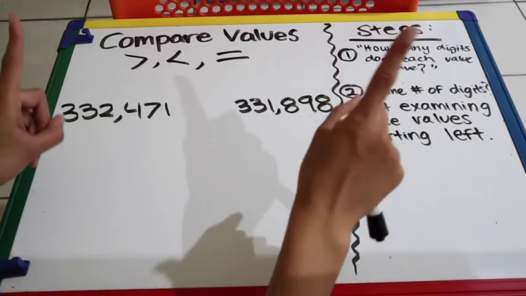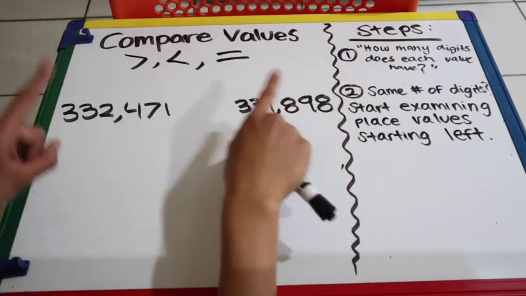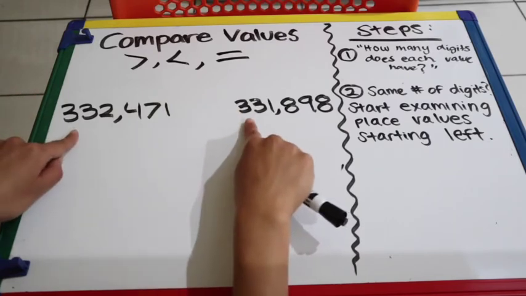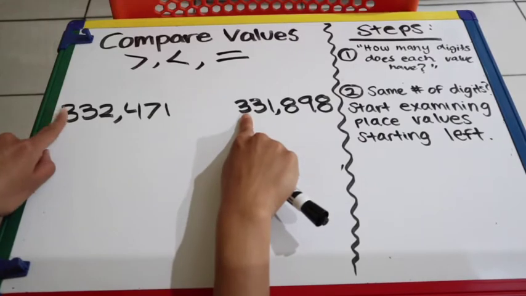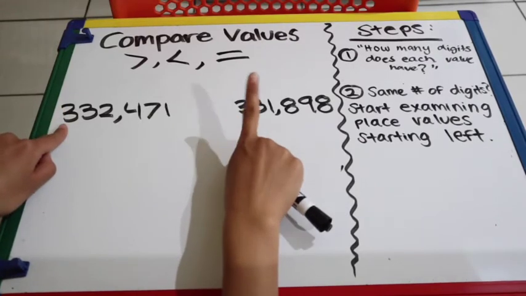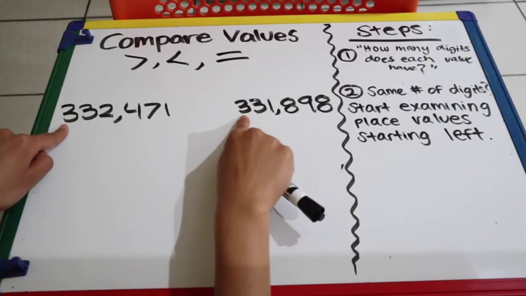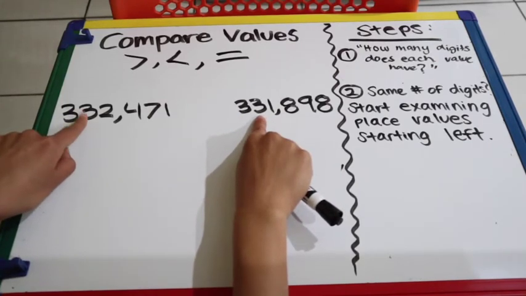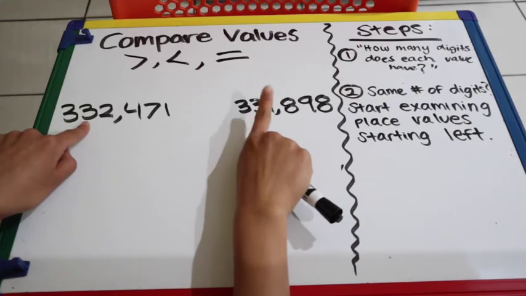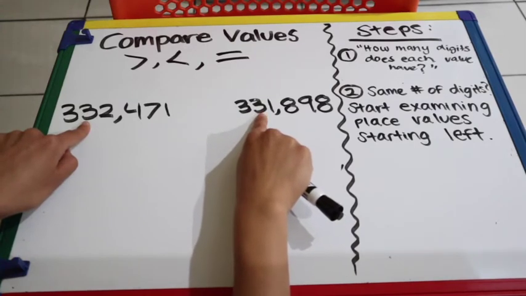So I'm going to take my fingers and start all the way to the left for both values. So I see in the hundred thousands place, we have a 3 over here and a 3 over here. Okay, which means we now need to move down one. We also have a 3 over here and a 3 over here in the 10,000s place of both numbers.